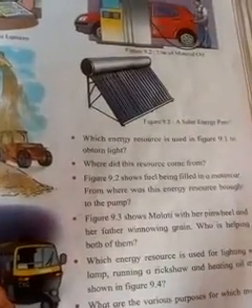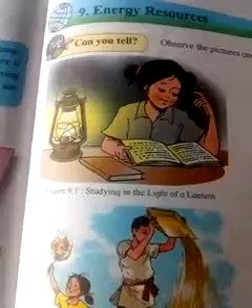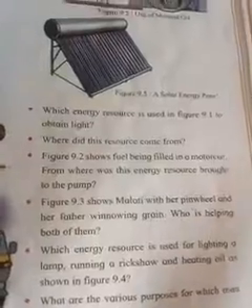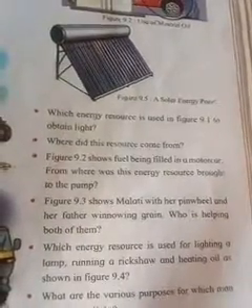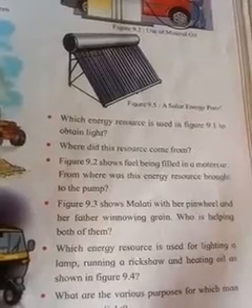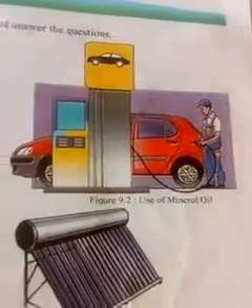Which energy resources are used in figure 9.1? Which resources, and where did this resource come from? Question number two: figure 9.2 shows fuel being filled in a motor car. Petrol, diesel. Here a lamp, light is the resource used.